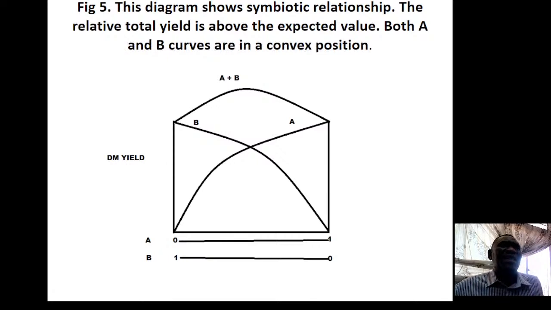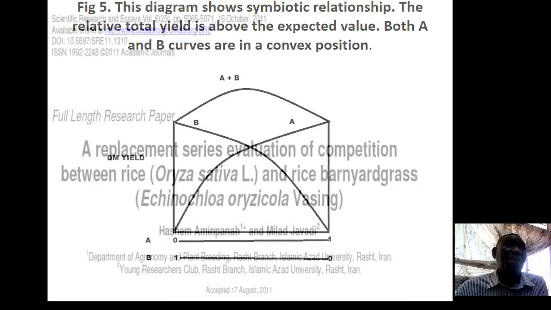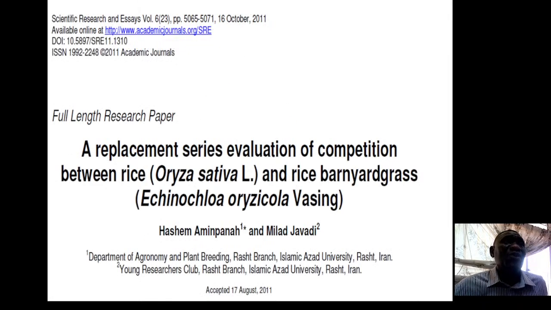Here we have got a synergism or probably symbiotic relationship. It's the other word, symbiosis or synergism, where everything is outperforming the expected. You can read this paper, a replacement series evaluation of rice and the weed called the barnyard grass.